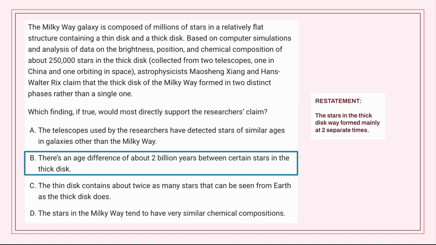And then D, the stars in the Milky Way tend to have very similar chemical compositions. May be true, but that doesn't have anything to do with when they formed. That's just pointing at a similarity. We want to point out that they formed at two different phases, and D isn't really talking about that. They're just talking about a similarity. So B just illustrates that the stars formed at two different times. Not all of the stars formed at the same time, pretty much. So that's why B is going to be the best answer.